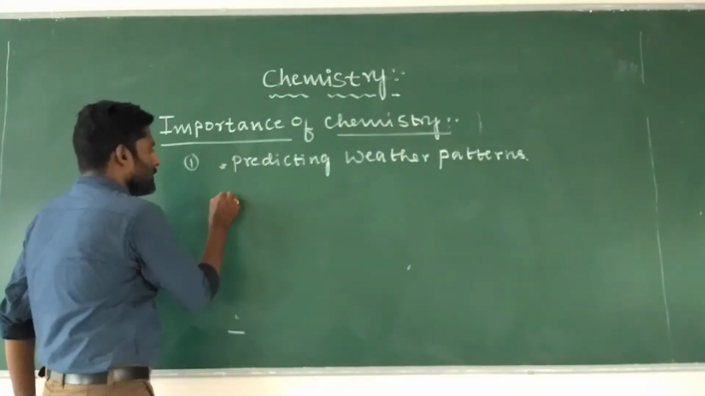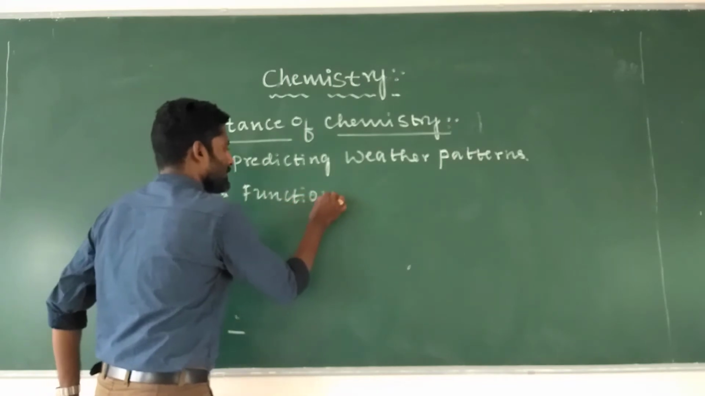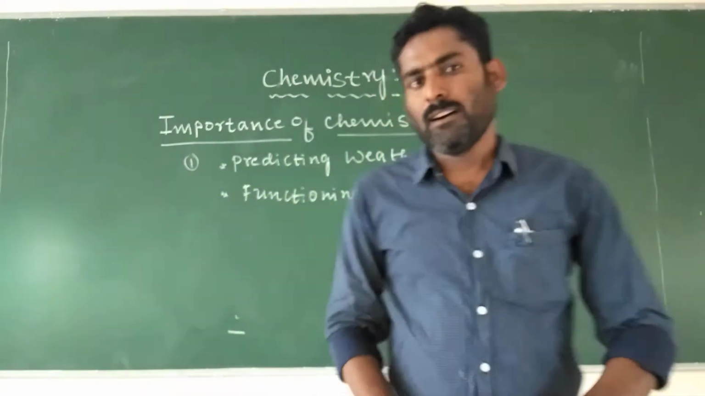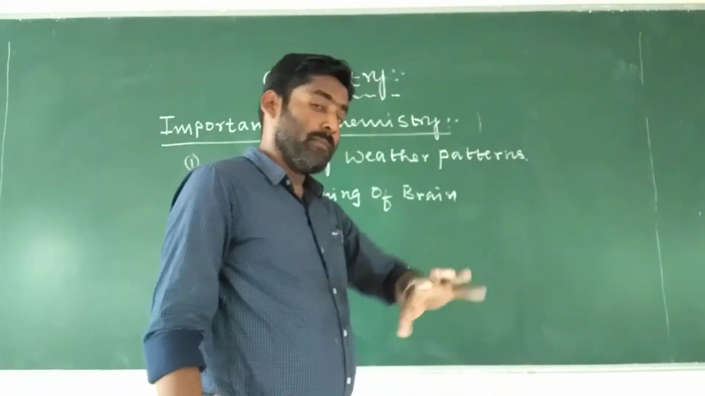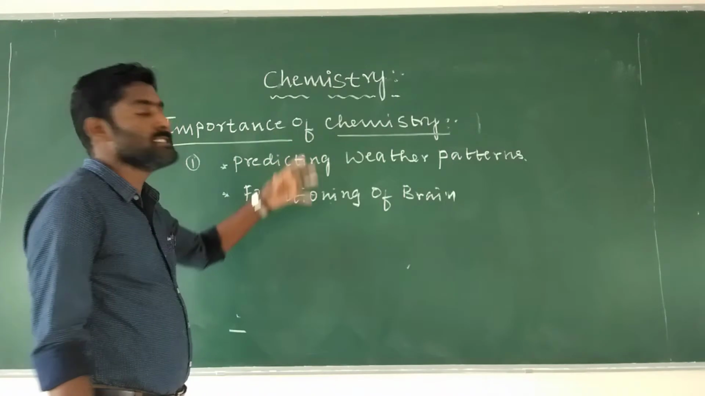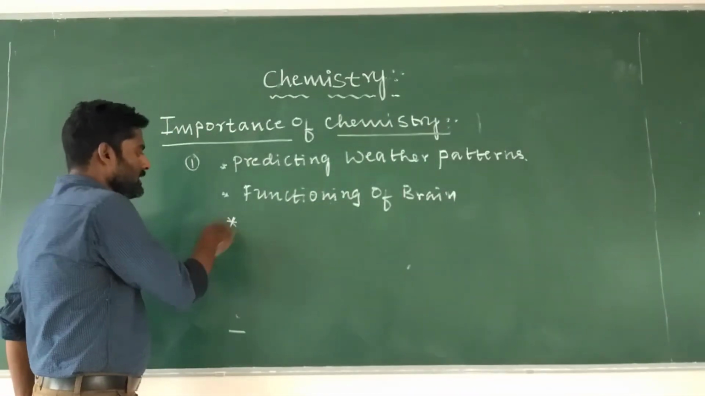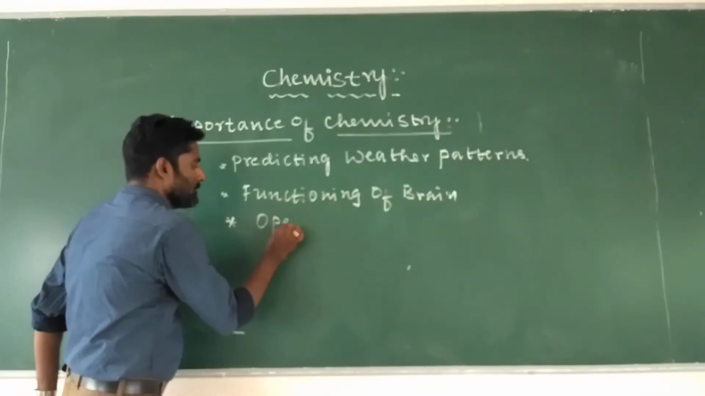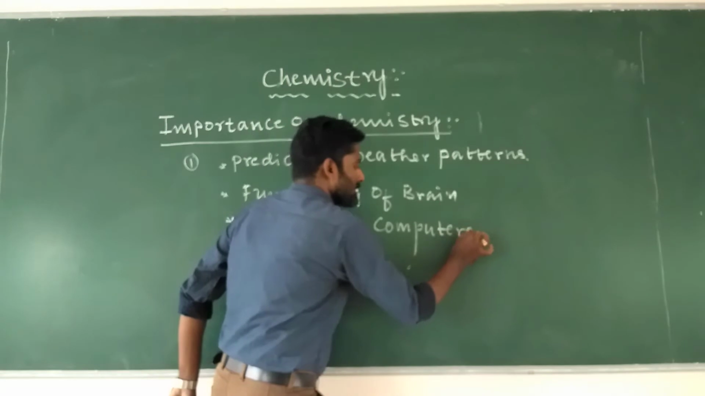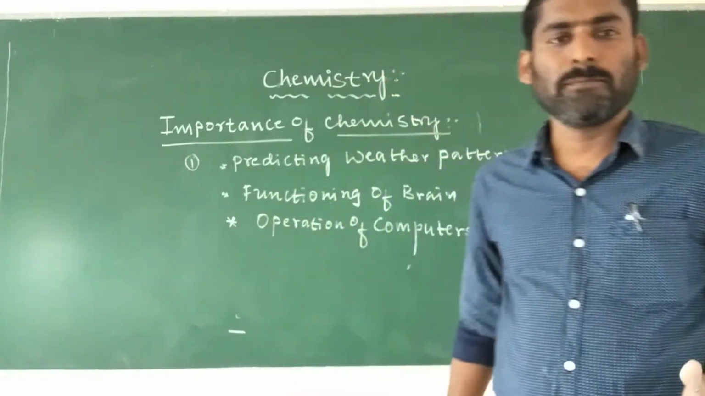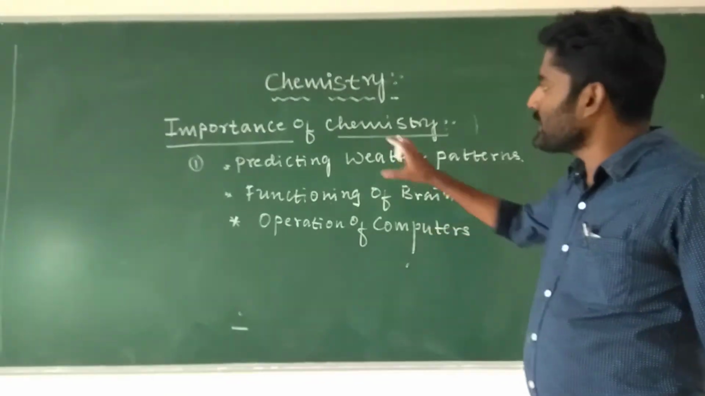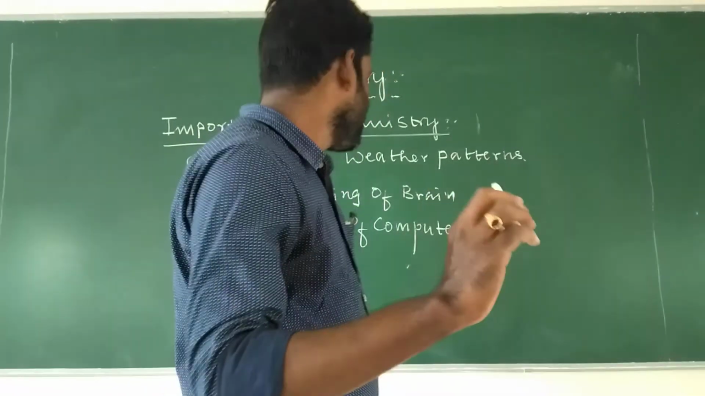And functioning of the brain. In hospitals, to detect whether the human brain is functioning normally or abnormally, the principles of chemistry can be used. And operation of computers. In the various software fields, hardware fields, medical fields, etc., the operation of computers can be done with the help of the principles of chemistry.